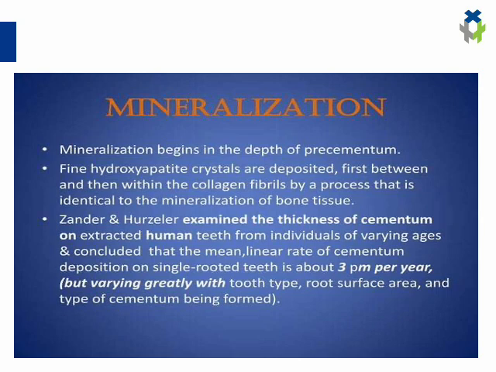Jander and Hertzler examined the thickness of cementum on extracted human teeth from individuals of varying ages and concluded that the mean linear rate of cementum deposition on a single root tooth is about 3 micrometers per year, but varies greatly with tooth type, root surface area, and type of cementum being formed.